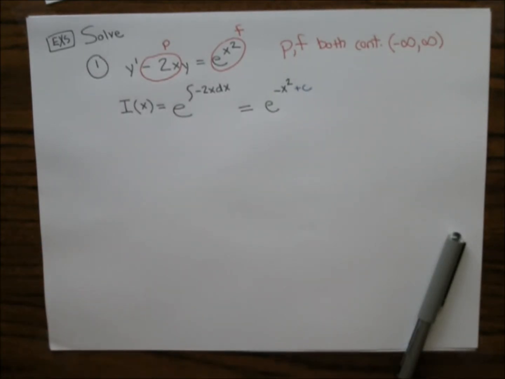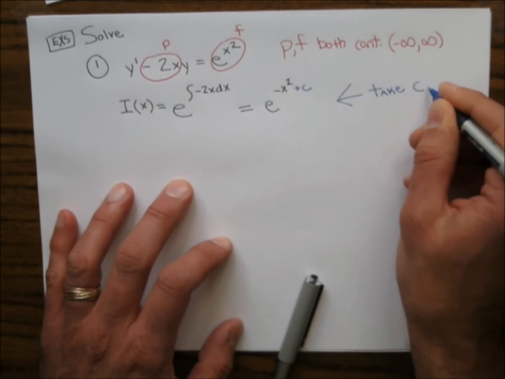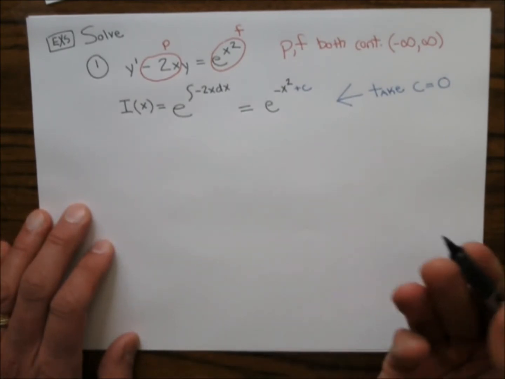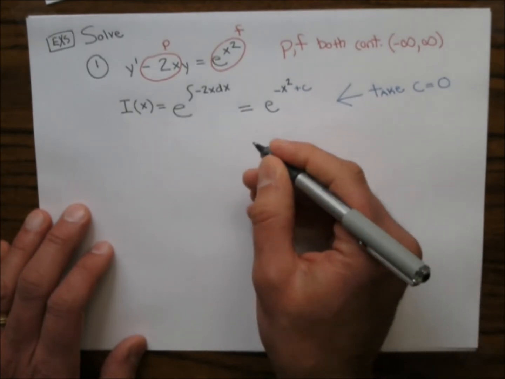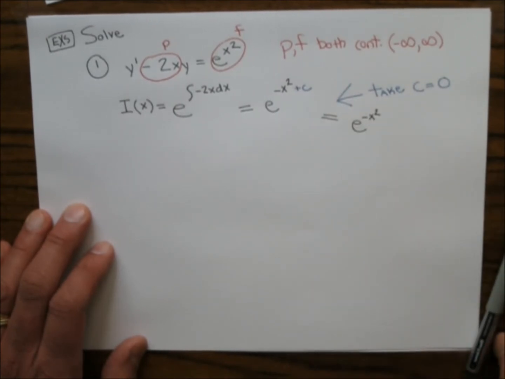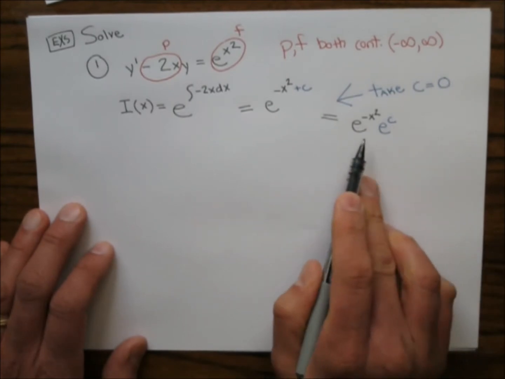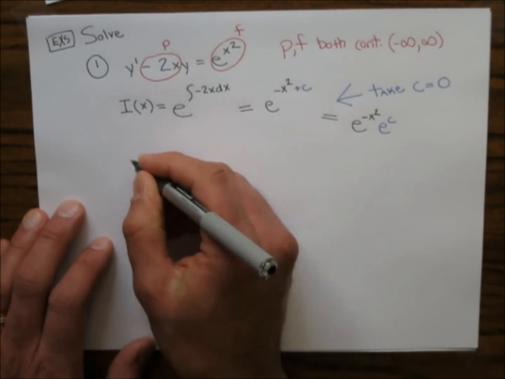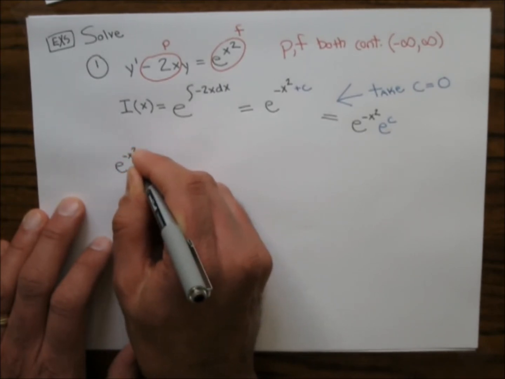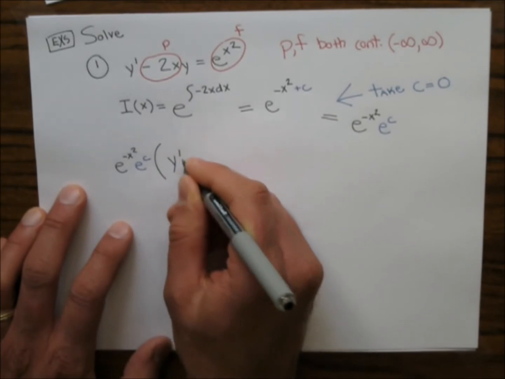Okay? Now, in the future, when we do the next problem, we want to take c to equal 0. And that's going to make your life a lot easier. But right now, I'll keep it in here to show you why. Remember that the integrating factor is really e to the negative x squared, and then we have e to the c. Okay, so we'll write that. So what did it say? If you remember the derivation, we're going to multiply this differential equation by this integrating factor. So I have e to the negative x squared times e to the c. I know I can write that as another constant. This is going to be multiplied on both sides.